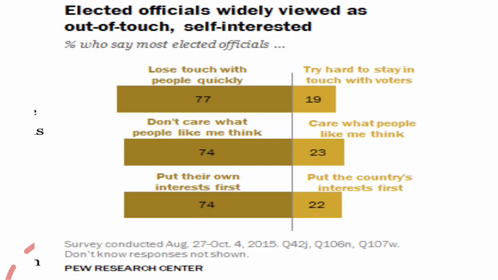So this is a little bit of an older survey, but we're going to look at some newer information in a second. But given what we know today about political efficacy, I don't think things have changed much. So this was from the Pew Research Center in 2015. They asked the question, how do you feel about your elected officials? Most say that they lose touch quickly with the people. Like, not most, 77%. 74% don't care what people like me think. 74% say they put their own interests first, right? And that is a really good example of low political efficacy.